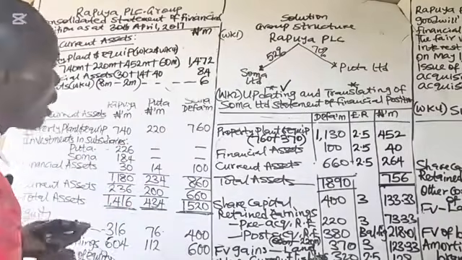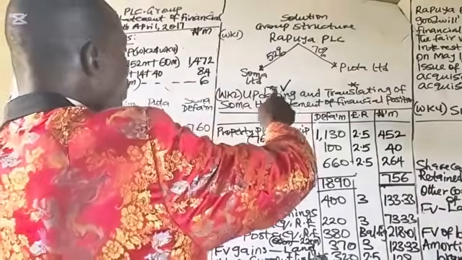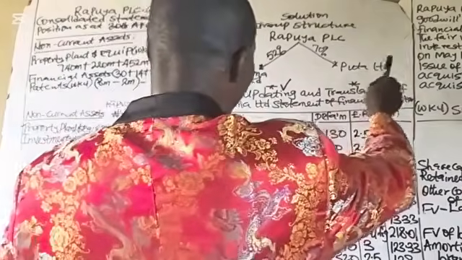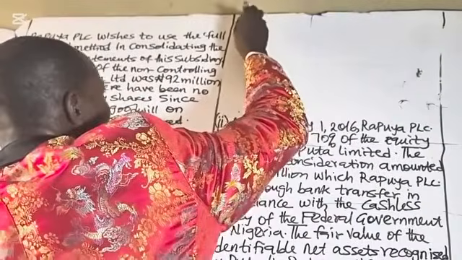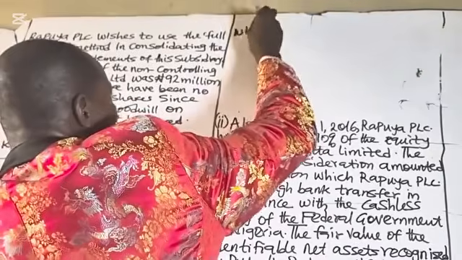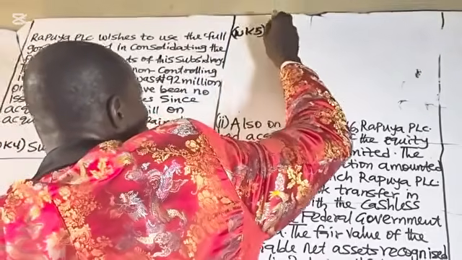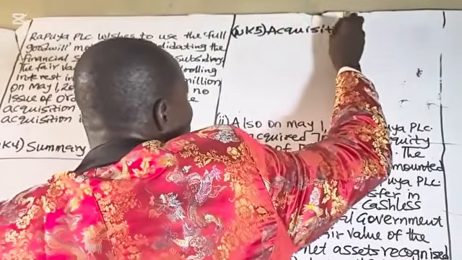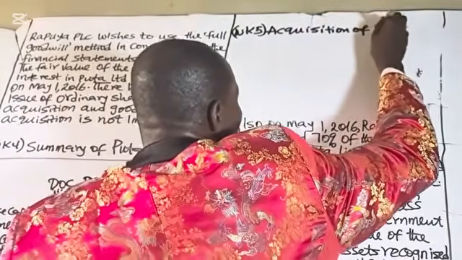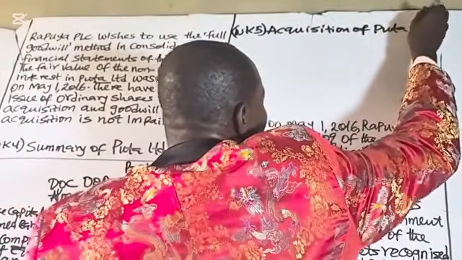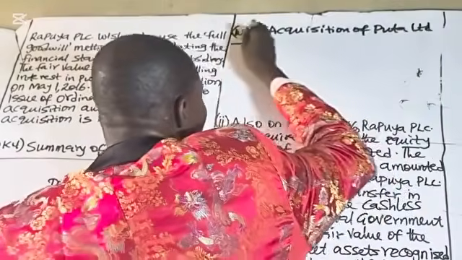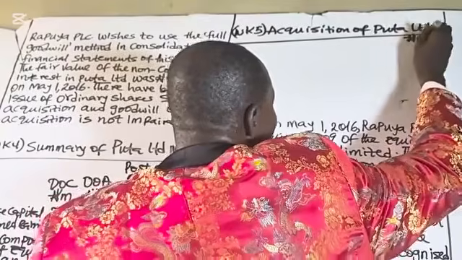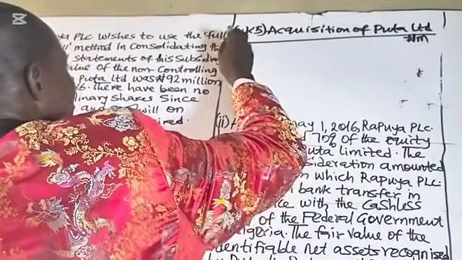Then we want to calculate goodwill on acquisition of Soma Limited and goodwill on acquisition of Puta Limited. We want to calculate goodwill on acquisition of Puta Limited. So we have the purchase consideration.